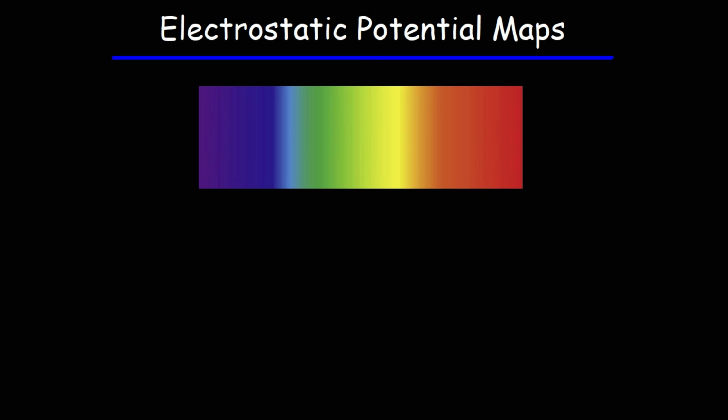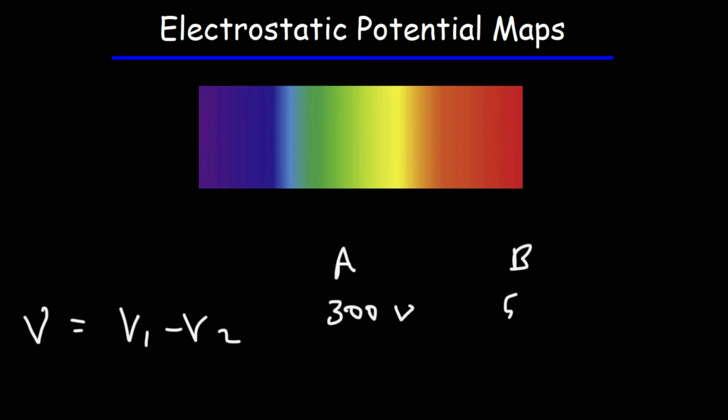Now, what about potential? Think of the word electric potential. Perhaps you're familiar with the word voltage. Think of a 1.5 volt battery. Voltage is basically the difference of two potentials. So let's say at point A, the electric potential is 300, and at point B it's 500. Voltage is the potential difference between those 2 points, which will be 200.